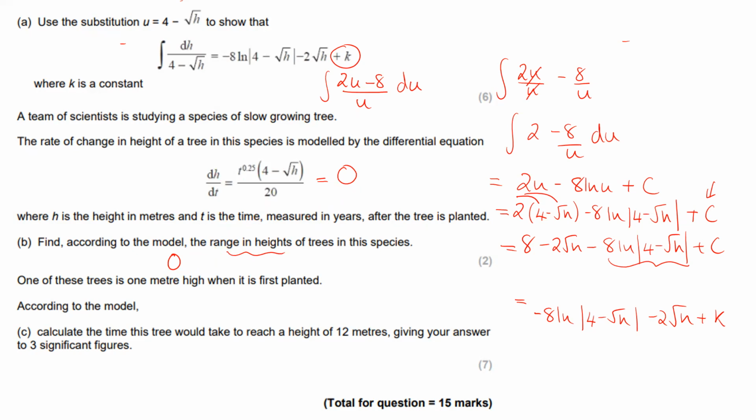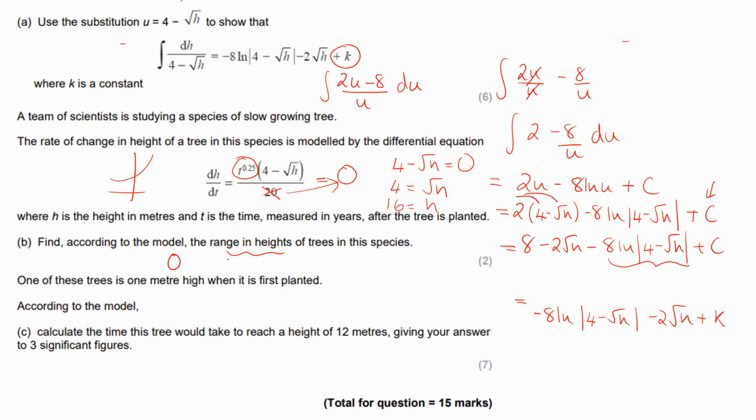Any ideas what we can do? Anything top and bottom equal to 0, we can just cross multiply and get rid of that 20. Oh, you equated the top one to 0. Yeah, and the exponential is never 0. So this is only going to equal 0 when 4 minus root h is equal to 0. So we're going to do 4 is equal to root h, and then square both sides. 16 is equal to h.